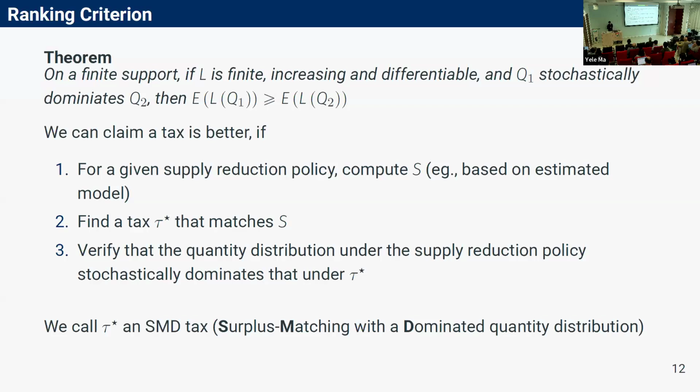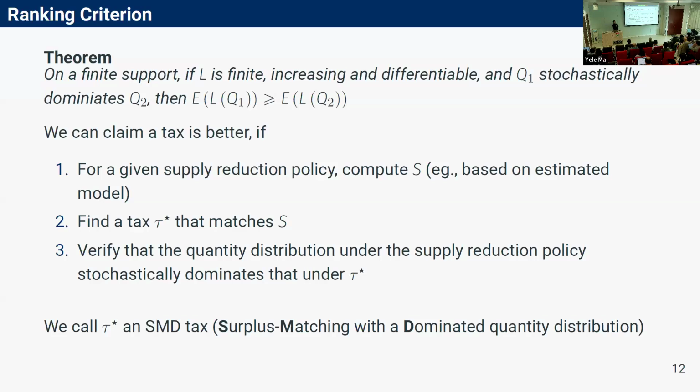Then the procedure is as follows. For a given supply reduction policy, we compute the economic surplus based on the estimated demand, estimated supply, and the associated equilibrium. And then we're going to look for a tax that exactly matches the economic surplus of the supply reduction policy. And then we verify, we're going to look at the quantity distribution under these two different policies.